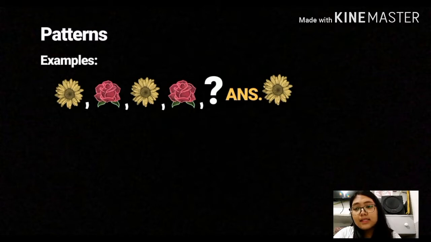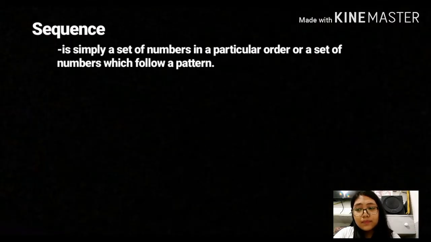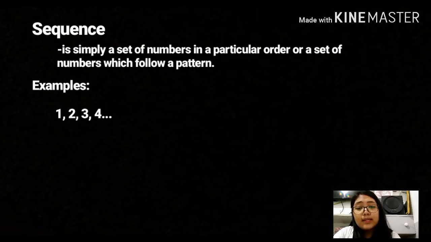And the next example is a sequence of numbers. But before we answer that, what is a sequence? A sequence is simply a set of numbers in a particular order, or a set of numbers which follow a pattern. A basic example of a sequence is 1, 2, 3, 4, and so on, which follows a counting pattern. The three dots are referred to as an ellipsis, which means "and so on."